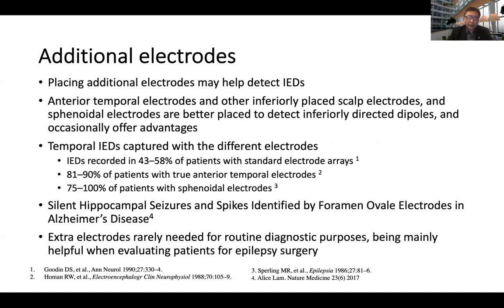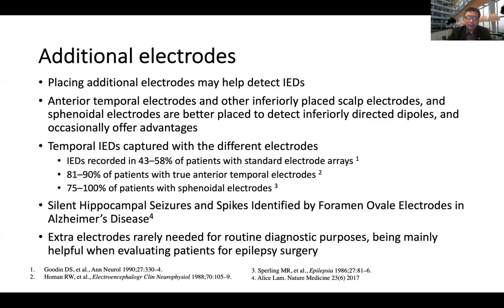Additional electrodes might be needed. Placing additional electrodes may help to detect IED, particularly when the epileptic discharge comes from the temporal lobe. Anterior temporal electrodes, other inferior placements on the skull, and the sphenoid electrode are better placed to detect the inferior directed dipole and actually offer an advantage.